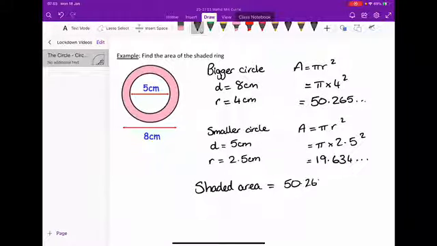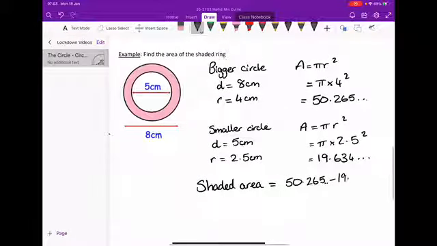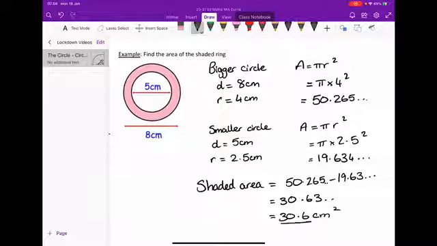And I can just use those unrounded values to get a more accurate answer and put them into the calculator. We see the final answer there, 30.63, and again round to one decimal place, 30.6 centimetres squared.